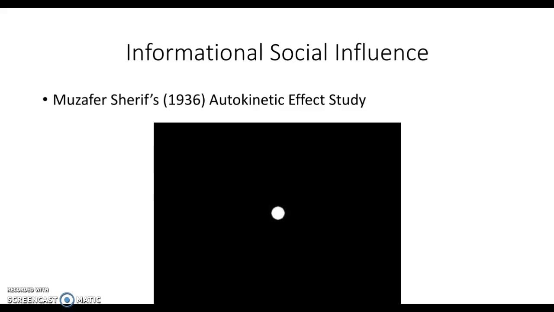Unbeknownst to the participants, the speck of light was not actually moving. However, due to an autokinetic effect, the sole light in the dark environment would merely appear to be moving. The participants were then again asked to specify the distance the light was moving in the dark room, but this time the trials included the addition of two other participants. To conclude the experiment, the participant was asked to partake in the same task once again, alone.